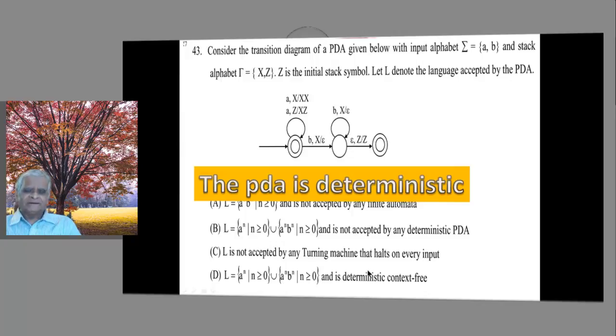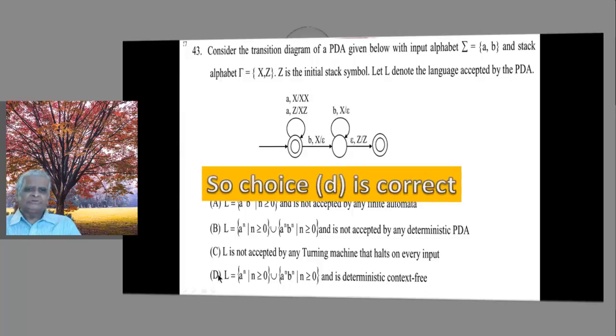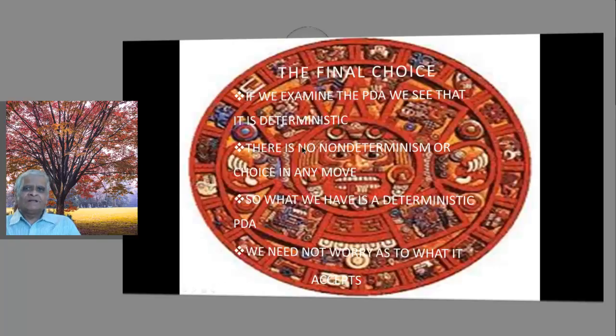So obviously, it's a deterministic context-free language, since the push-down automata is deterministic. D is going to be the correct choice. When we examine the PDA, we see it's deterministic. There is no non-determinism in any choice in any move. So what we have is a deterministic push-down automata. We need not worry about what it accepts. It accepts a deterministic context-free language. The answer is automatically D. We don't have to worry about the language as it's automatically a DCFL. And we'll assume the examiner is taking care of everything else being in order.